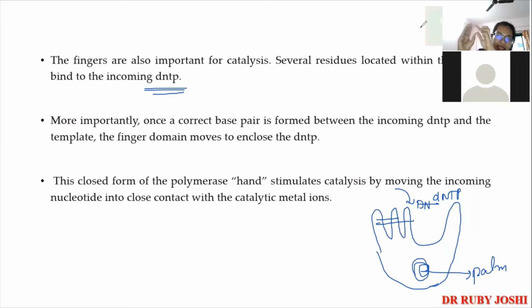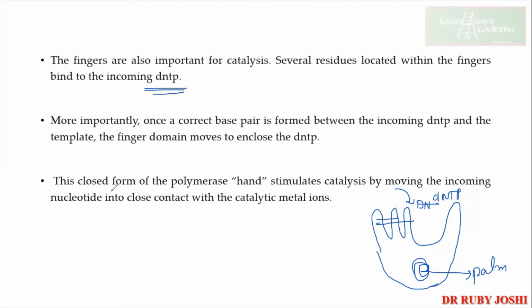ये आपका fingers है, ये हो गया आपका thumb, ये palm region जहाँ पे आपका DNA synthesis होता है, okay? So what is happening now is that जैसे ही इस region में dNTP आ रहा है, it is making correct interactions, right? Then once it is a correct dNTP, it is going to move it like this, bringing it near the palm region, and makes it easy for the catalysis to occur. ठीक है? So this closed form of the polymerase hand stimulates catalysis by moving the incoming nucleotide into close contact with the catalytic metal ions.